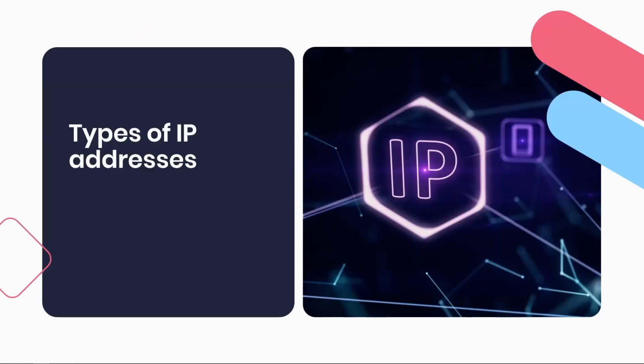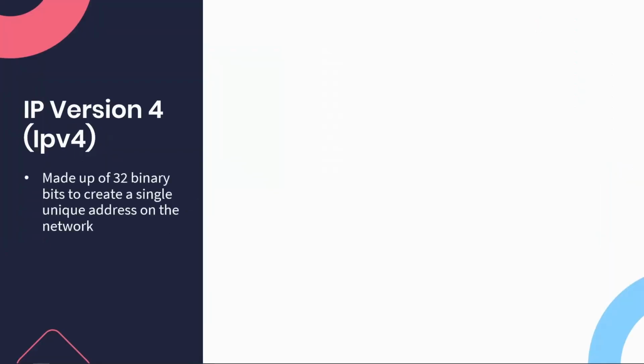We mentioned that there are certain standards for IP addresses when we're looking at private IP addresses. There are two types of IP addresses that are used to identify machines connected to a network. They are IP version 4, IPv4, and IP version 6, IPv6. The IPv4 standard is made up of 32 binary bits to create a single unique address on the network. It is represented by 4 integers. In computing, integers are data types, separated by dots.